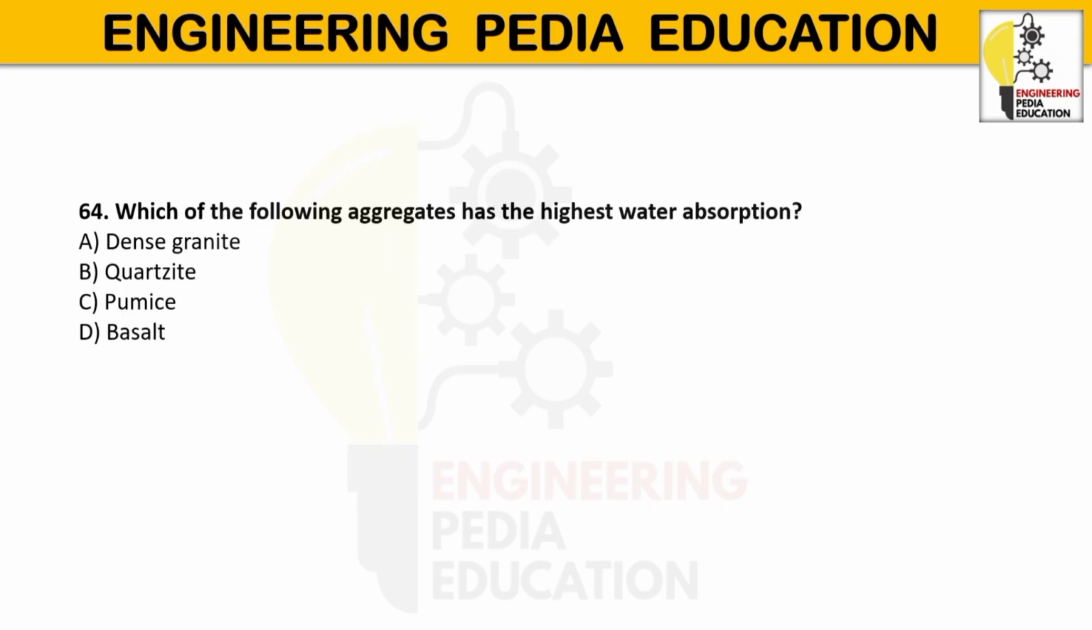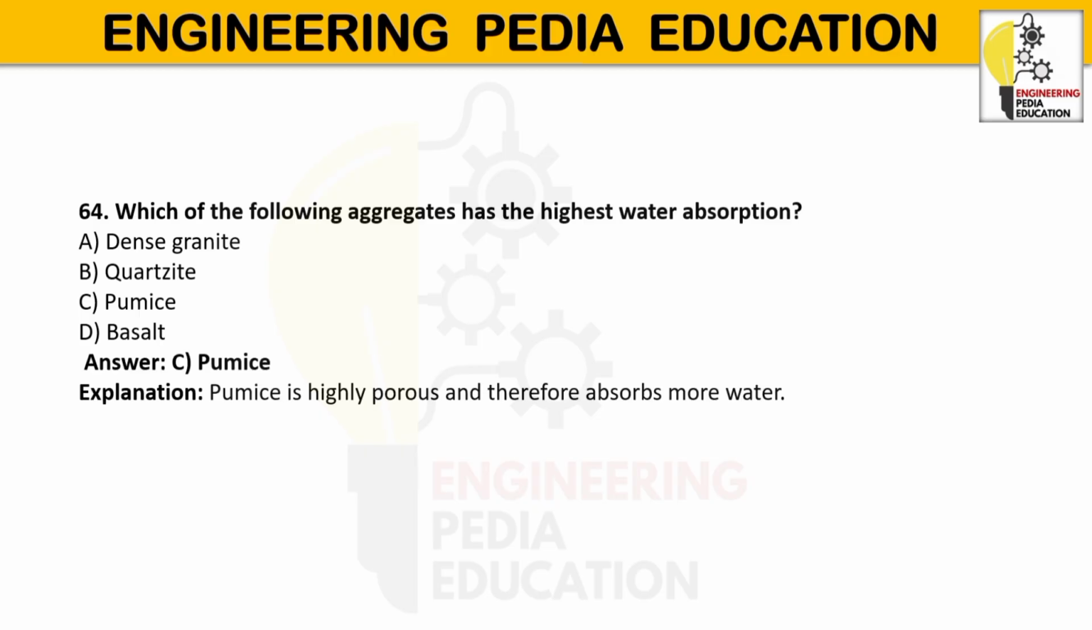Which of the following aggregate has the highest water absorption? Dense granite, quartz, pumice, or basalt? Lighter weight aggregate has the highest water absorption, whereas pumice is lightweight and highly porous, therefore it absorbs more water. More porous is only pumice, so it absorbs more water.